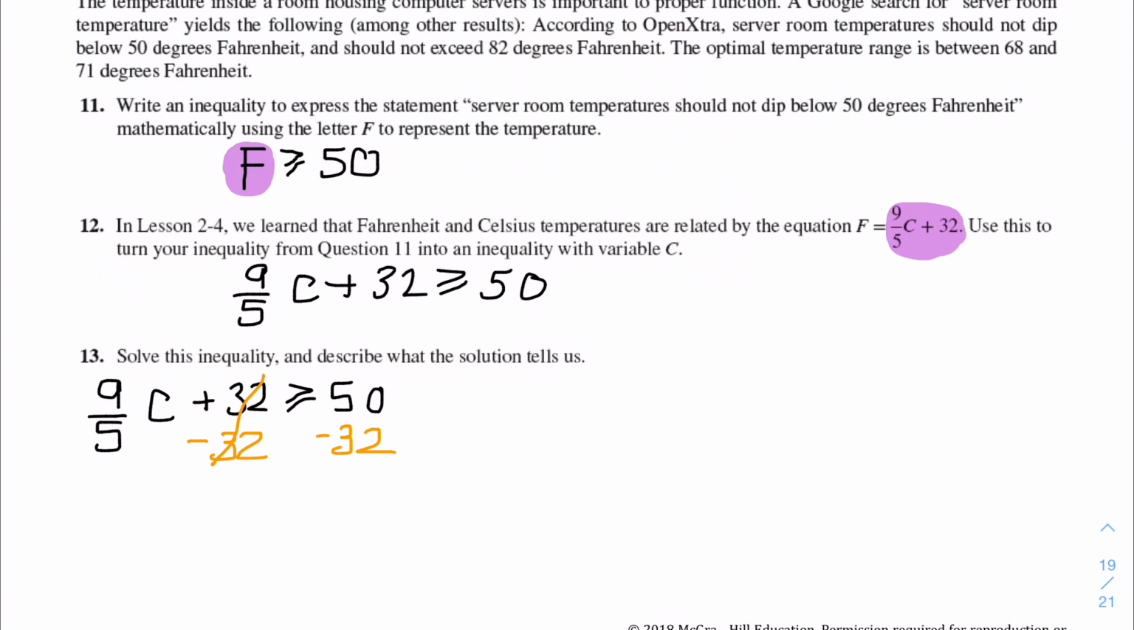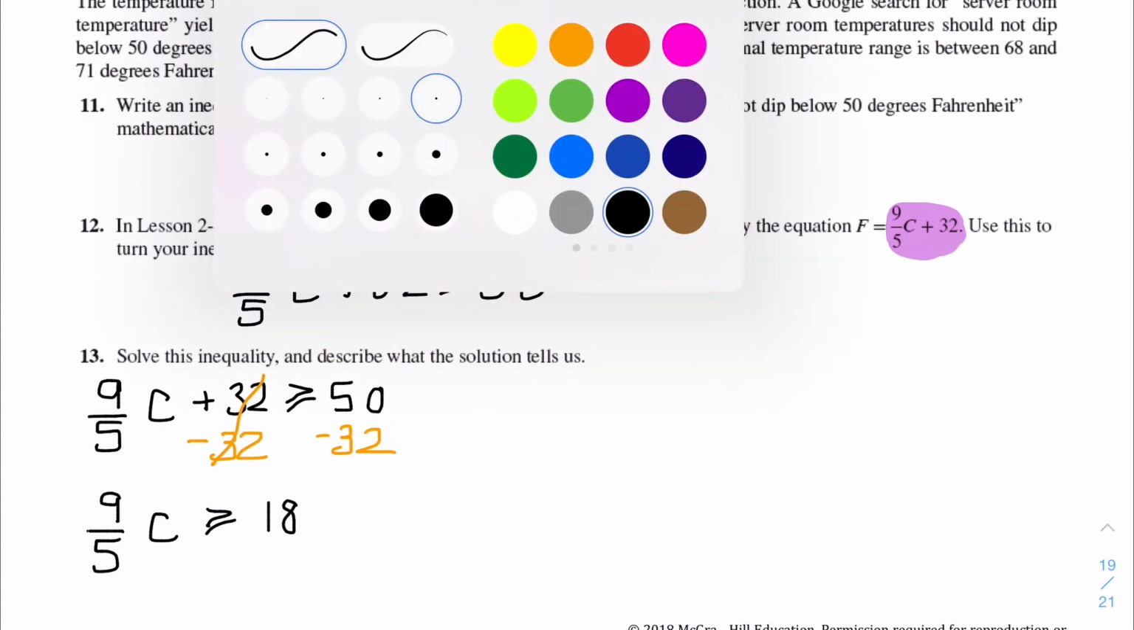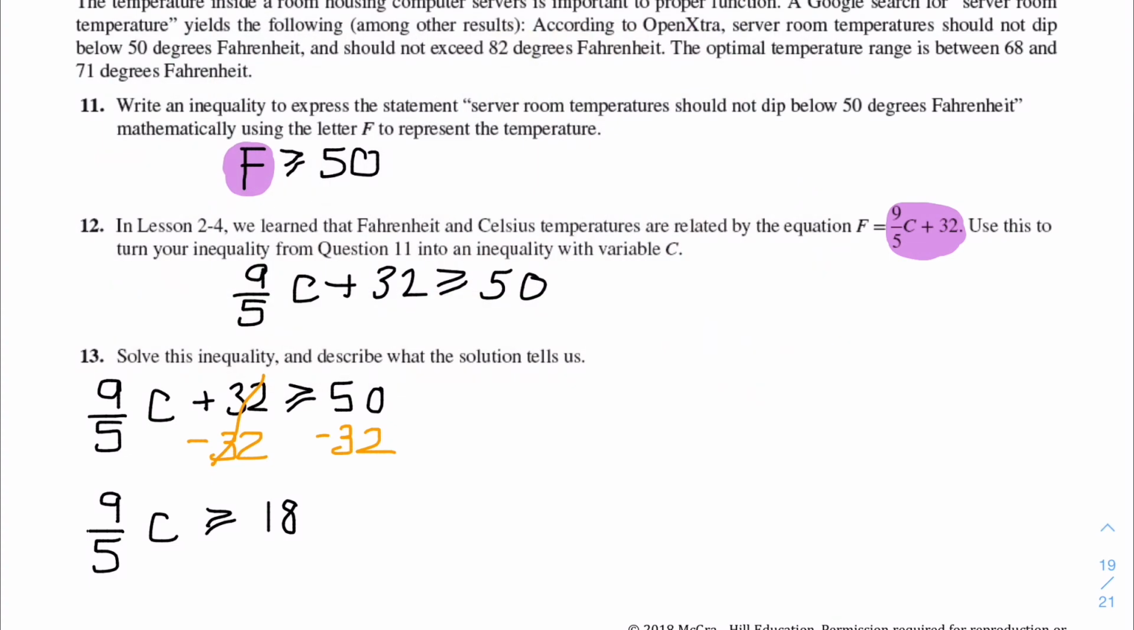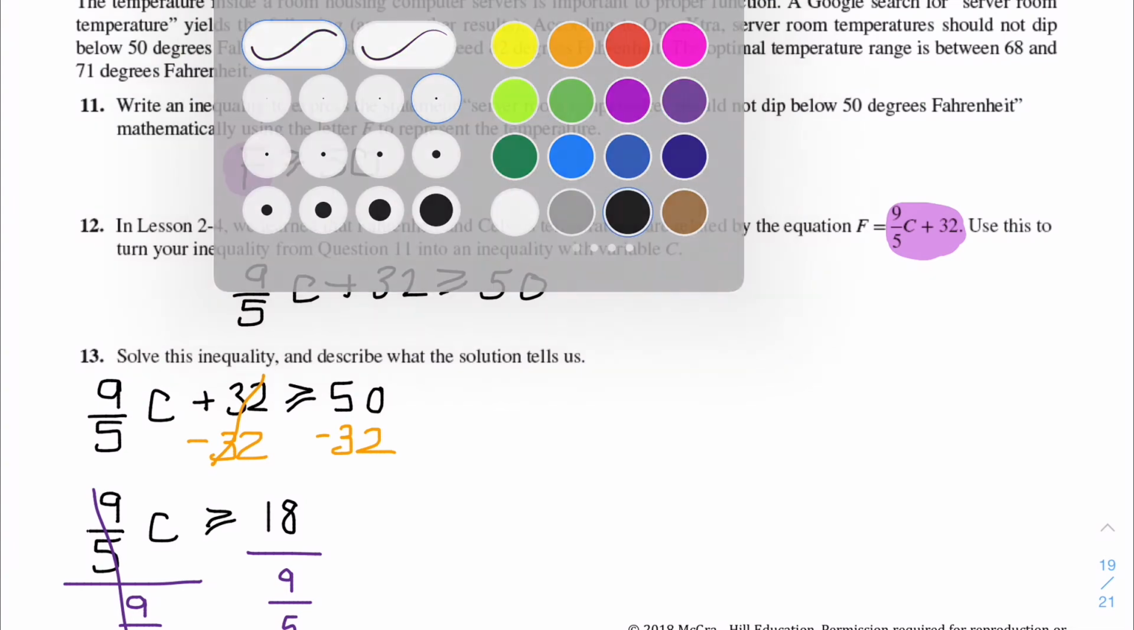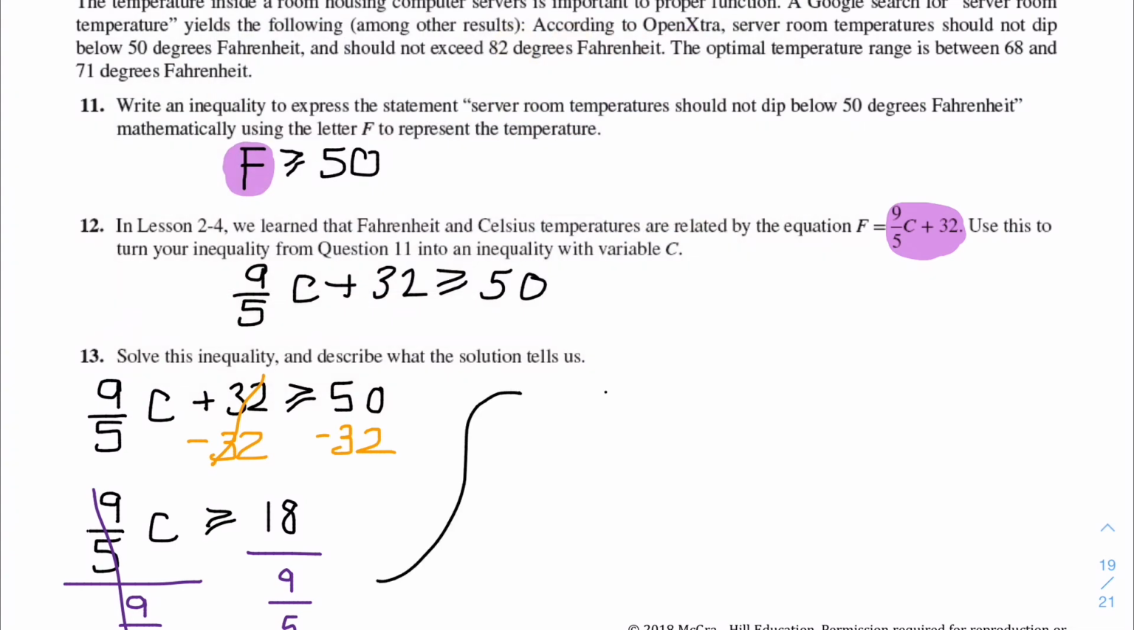So you get 9/5 times C is greater than or equal to 18. Now we need to get rid of this 9/5, so you could just divide by it. Just be careful how you input this into a calculator. But those two will cancel, and you're just left with C. When you take 18 and divide it by 9/5, you're going to end up with 10.